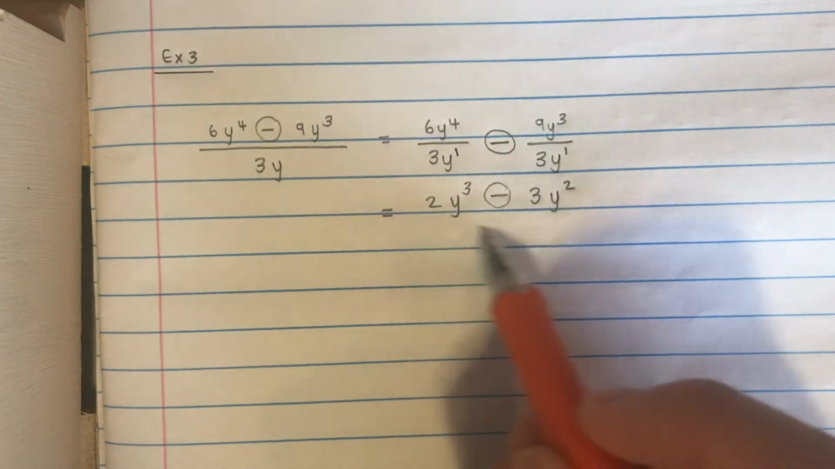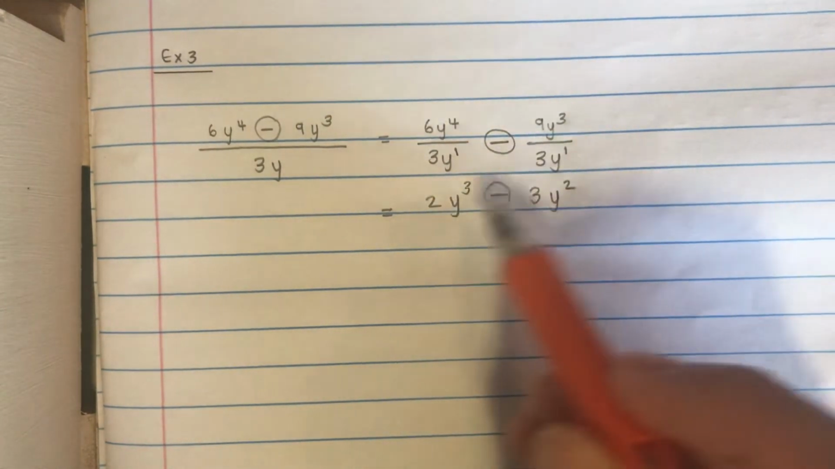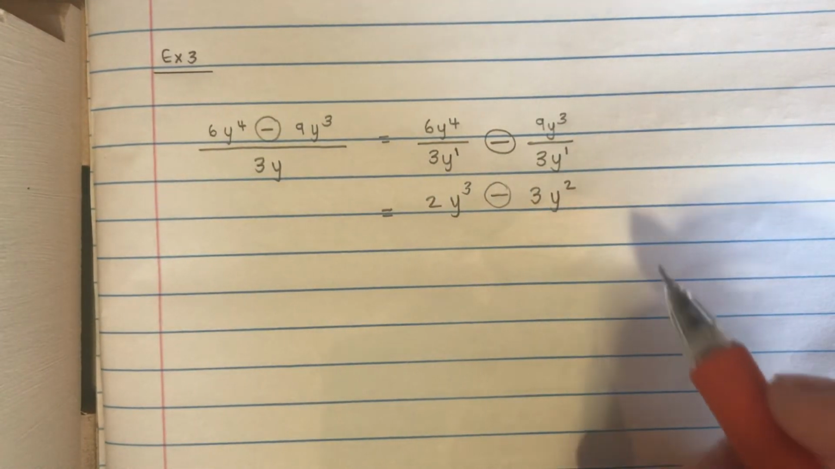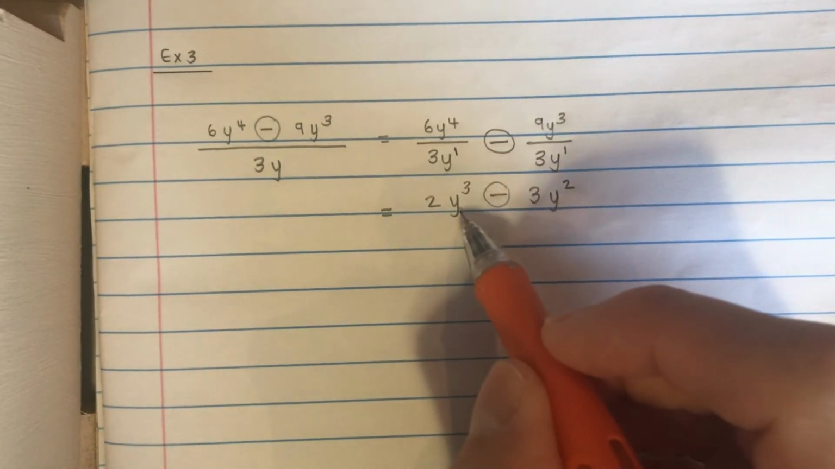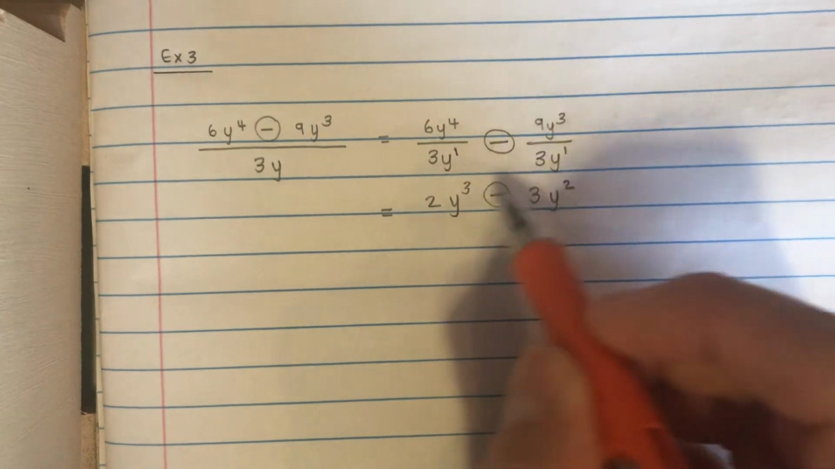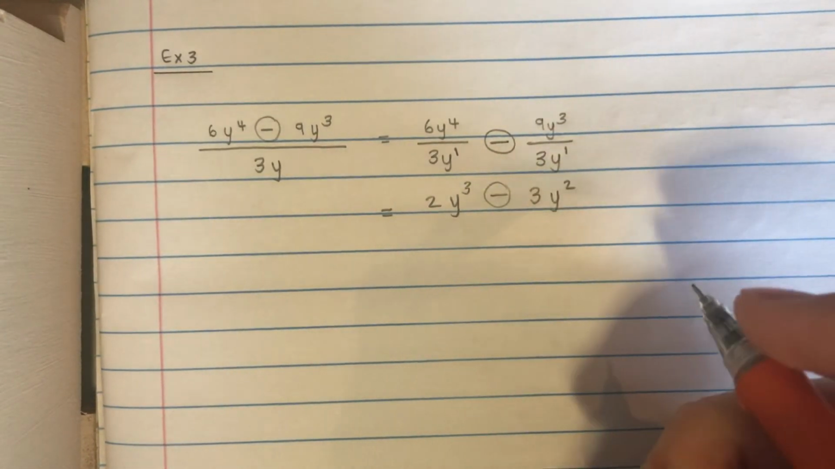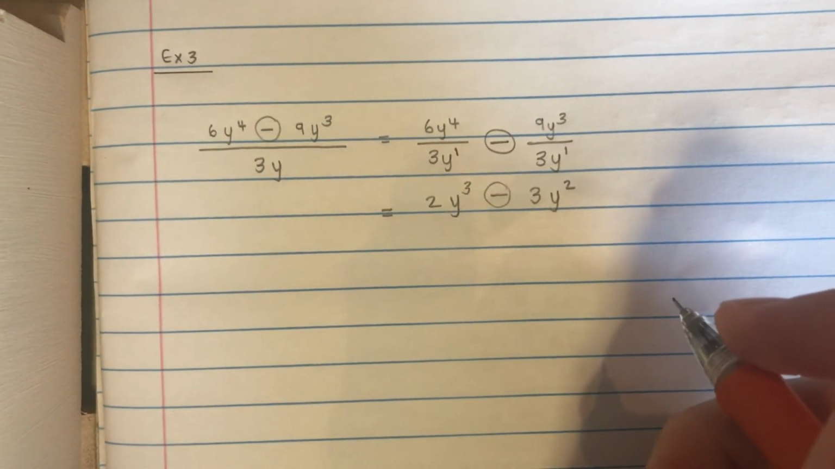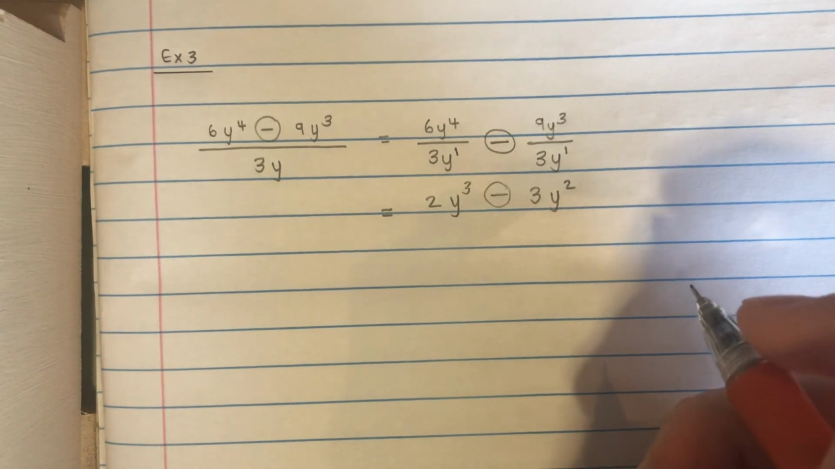Now we investigate this. This is our answer. Can we simplify it? Always ask yourself that question. No, we can't, because we have terms with the same base, but they have different exponents, and that makes it impossible for us to subtract them. Okay, so that's your final answer.